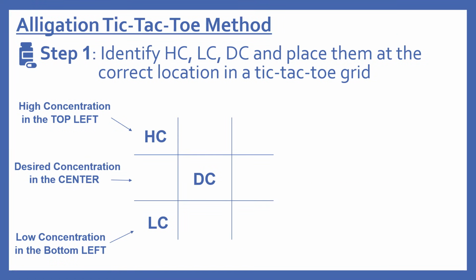Okay, so now we're going to look at the alligation tic-tac-toe method. So step 1 with it, we're going to identify the high concentration, low concentration, and desired concentration. And we're going to place them at the correct location in a tic-tac-toe grid. So you can see where it gets its name. The high concentration is going to go in the top left. The desired concentration will go in the very center. And the low concentration goes in the bottom left.